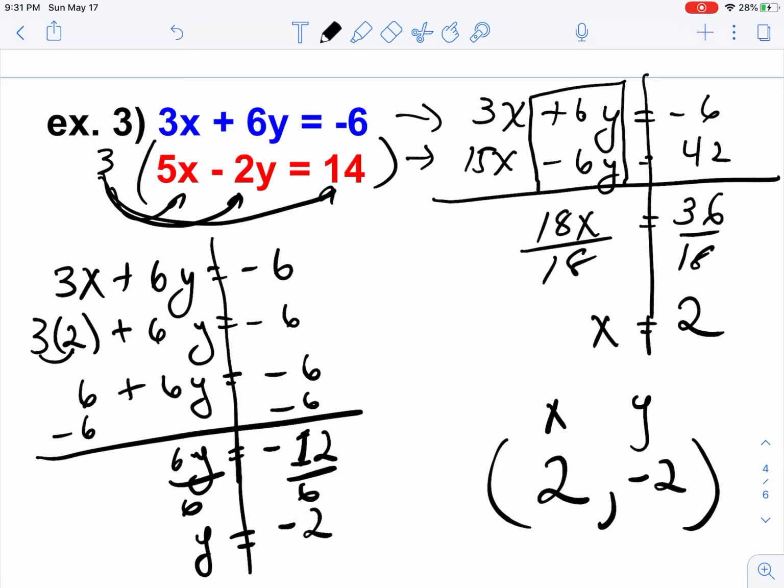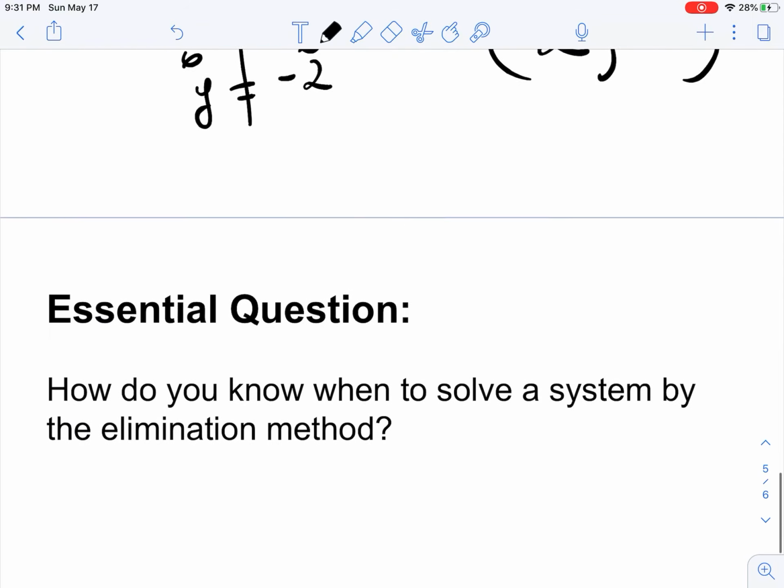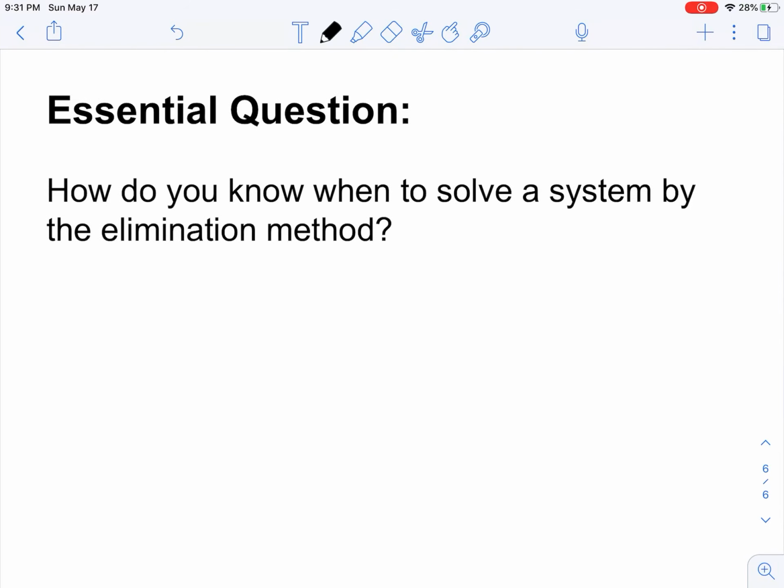Okay, so I've got a very short practice for you. I'm just going to give you 4 problems of this just to finish off. Take a minute in your notes and answer the essential question. So just a review of that: when you have equations that are in order and are not already solved for a variable, that's when it would be a good time to use the elimination method. So write that down.